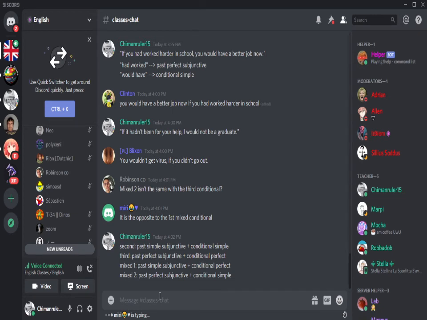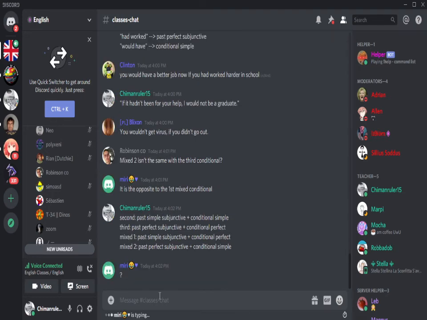So you can see that you have 4 combinations. You can combine one with the other. So second is past simple subjunctive and conditional simple. Third is past perfect subjunctive and conditional perfect. Mixed 1 is past simple subjunctive and conditional perfect. And mixed 2 is past perfect subjunctive and conditional simple.